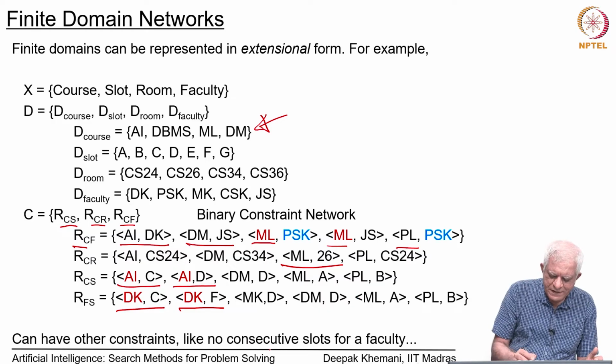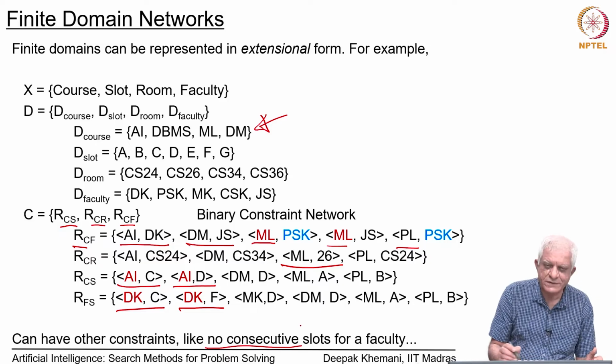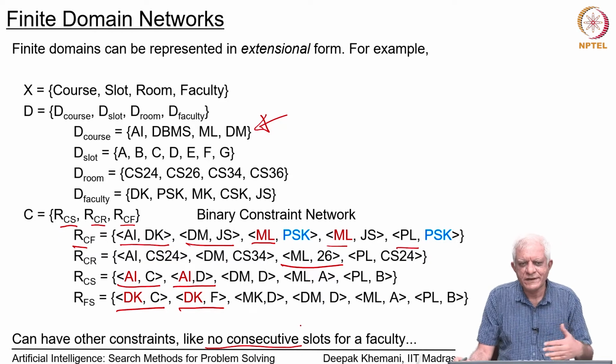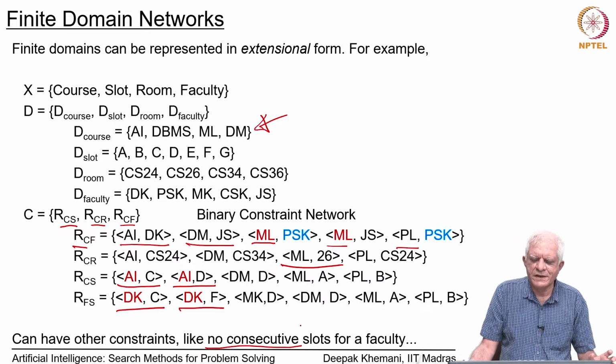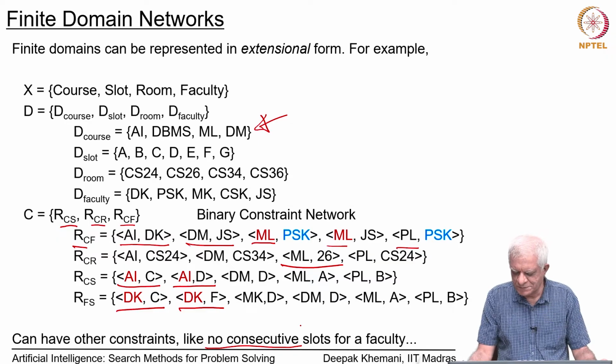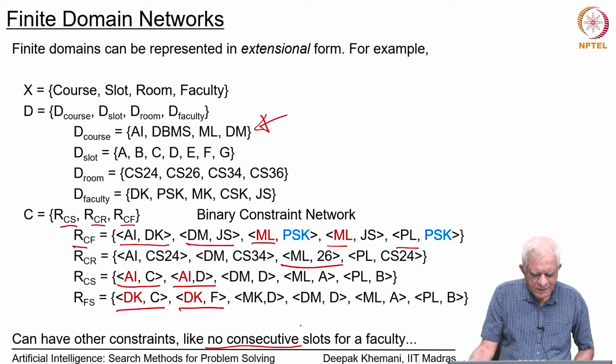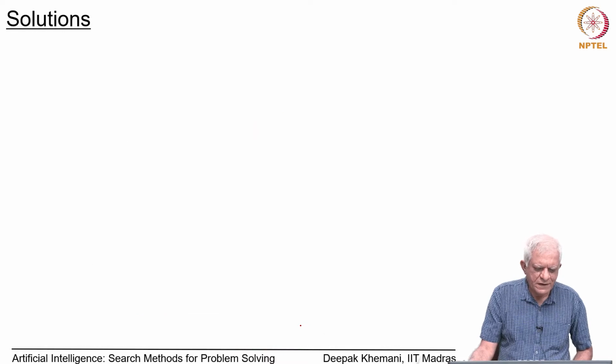For example, that a faculty member does not want any consecutive slots, that you do not want to teach back to back in 2 hours. Essentially, you want to take a break and collect your thoughts and come back for the next course and so on. So, that is an example of a network.